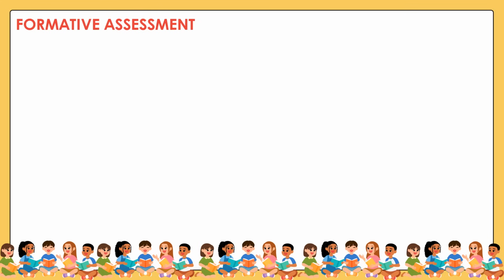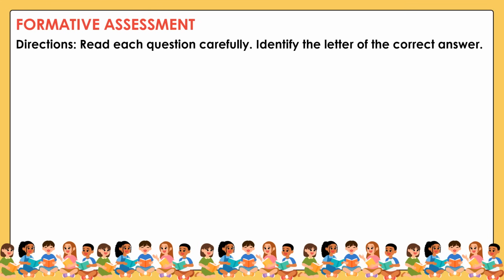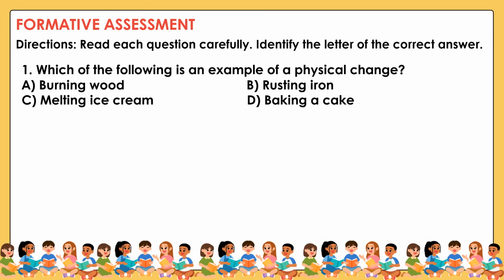Let's have a formative assessment. Directions: read each question carefully. Identify the letter of the correct answer. Number 1. Which of the following is an example of a physical change? A. Burning wood, B. Rusting iron, C. Melting ice cream, or D. Baking a cake? The correct answer for this is letter C. Melting ice cream.